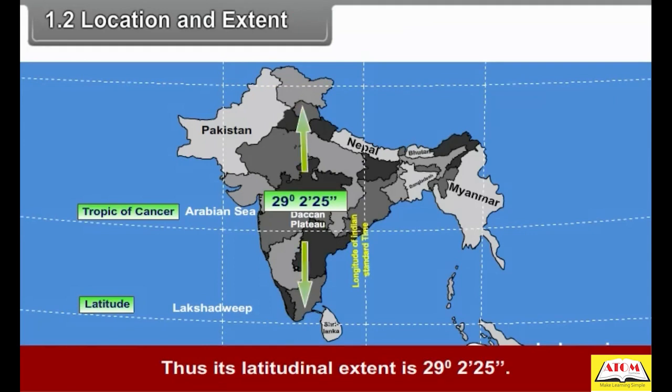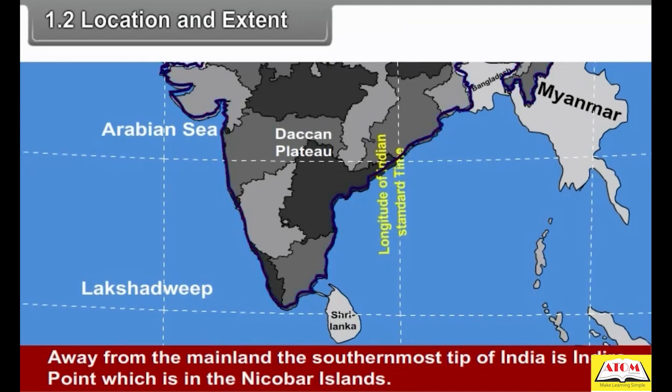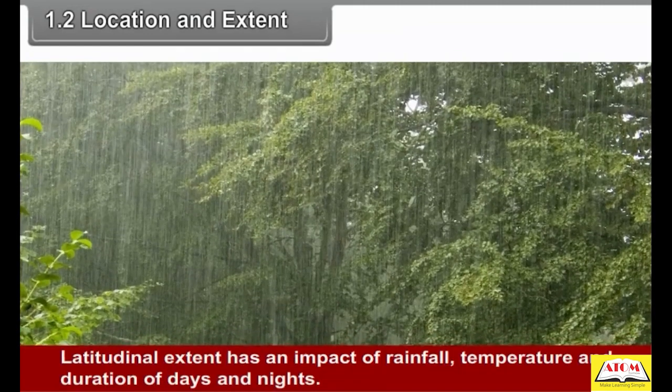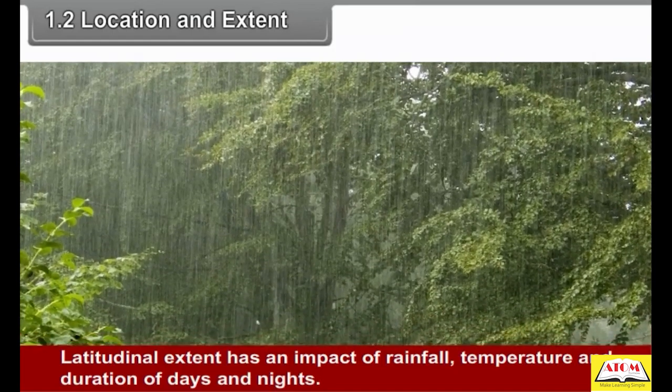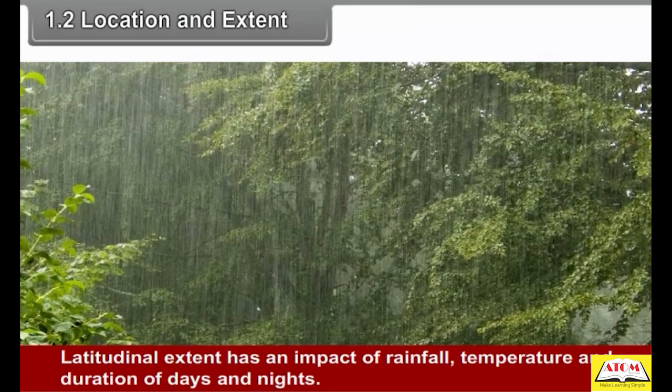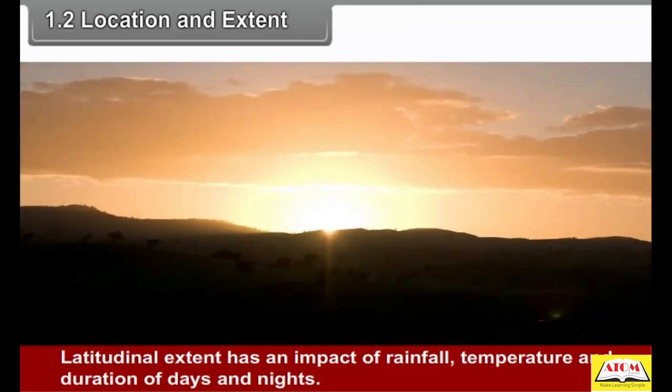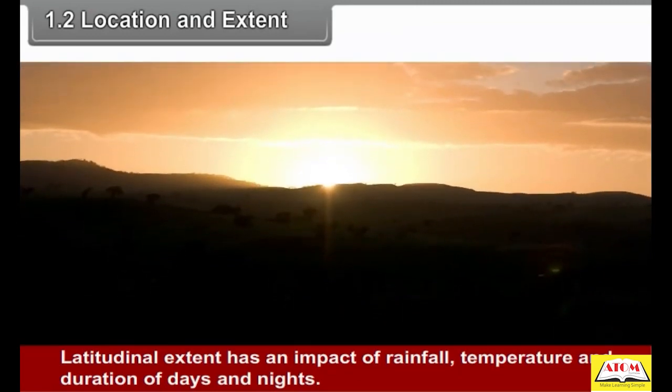Away from the mainland, the southernmost tip of India is Indira Point, which is in the Nicobar Islands. It is located at 6 degrees 45 minutes north latitude. Latitudinal extent has an impact on rainfall, temperature, and duration of days and nights. The difference between the longest.